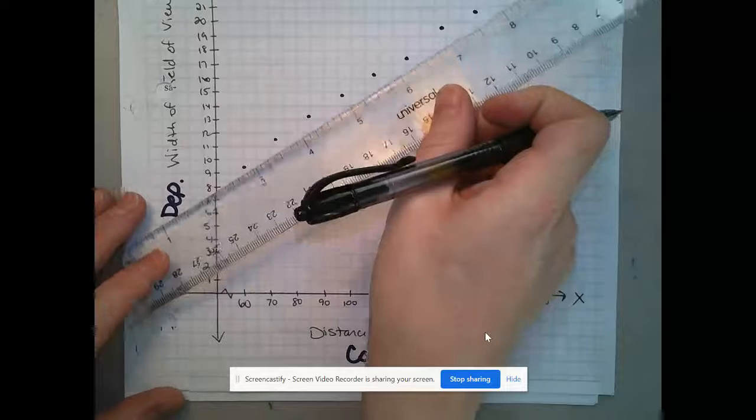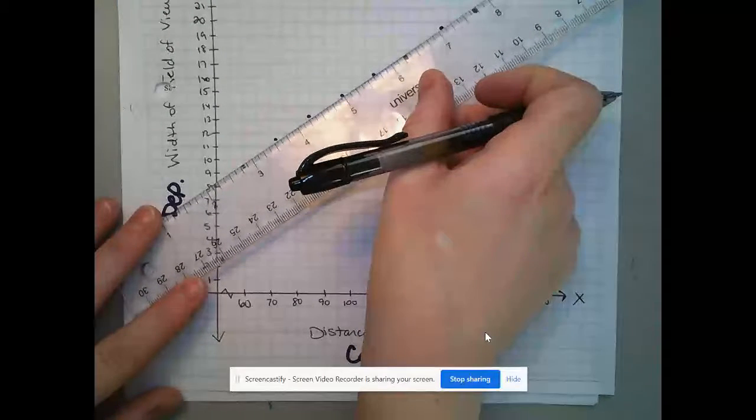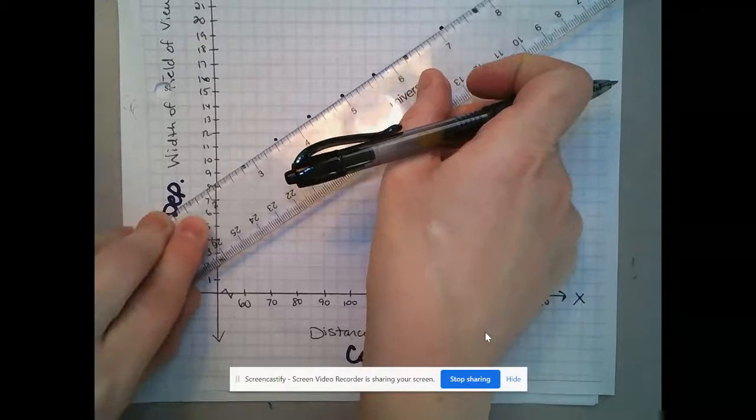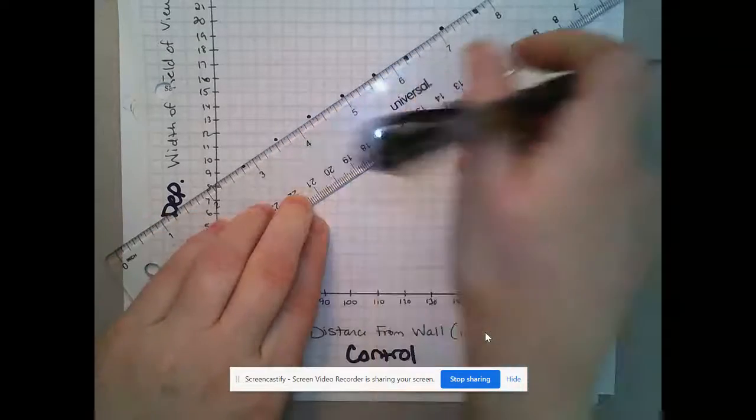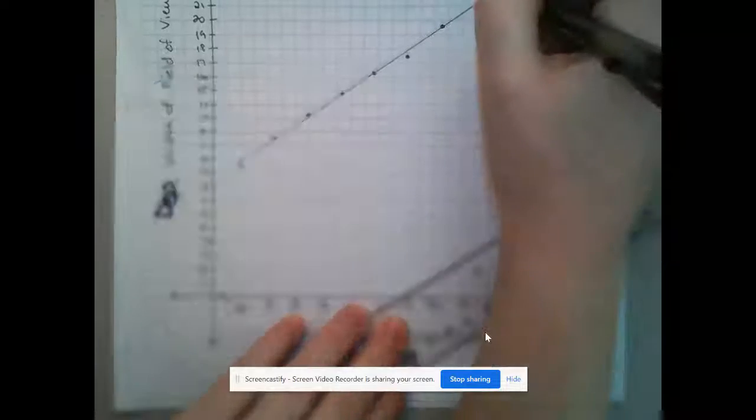We also want to try to split the data in half. So we had 8 points. We're aiming for 4 above and 4 below, and we want the line to stay as close to those points as possible. So something like this.